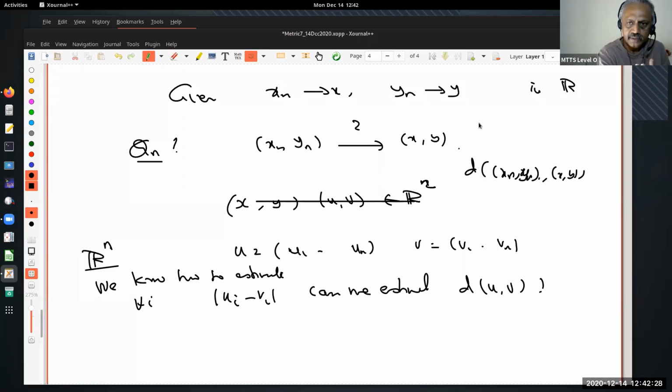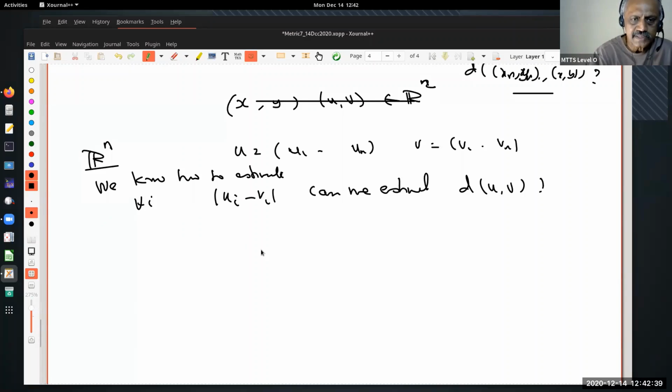Okay, I know how to estimate mod xn minus x and mod yn minus y. Does that allow me to estimate this? That's the question I'm asking. Do you understand this? But if you think carefully, you will know it's very easy.